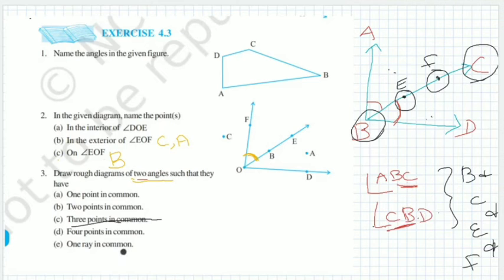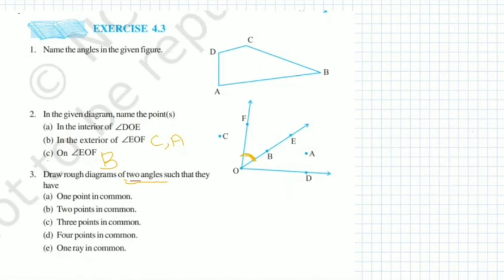And the next one is 1 ray in common. See, this ray BC is common to both these angles. Therefore, which ray is common? For the E part, you will write it as BC with a bar above it with an arrow. So this is the ray in common. Now we have completed this 1 ray in common, 4 points, 3 points, 2 points.